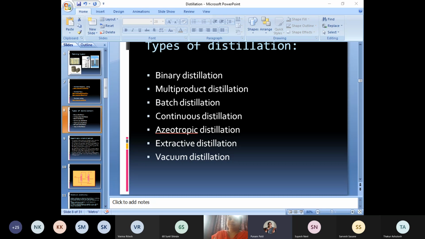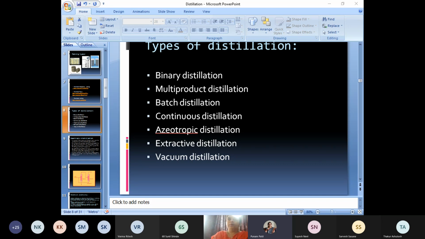Binary distillation. How will you define binary distillation? Why will it be called binary? Just tell me. Well, there are only two products, or we can say the feed is a mixture of two components, and you are going to get a top product and a bottom product, then we call it binary distillation.